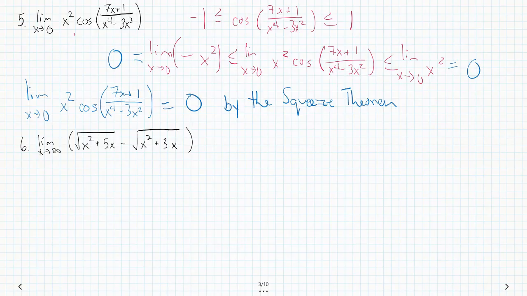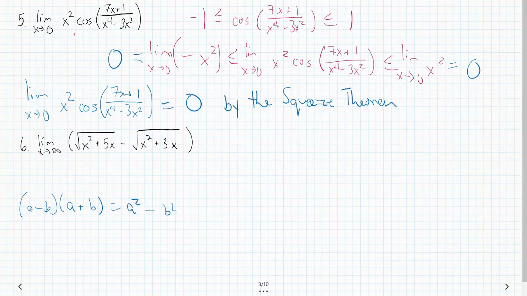So in terms of our next one, we have the limit as x goes to infinity of the square root of x squared plus 5x minus the square root of x squared plus 3x. If you plug in infinity, you get infinity minus infinity, which is an indeterminate form once again. So we got to do some work. So the only work we really can do is think about it. If you have an a minus b, we want to get rid of these square roots. So you got to go times a plus b, which equals a squared minus b squared. That's kind of the idea that we're going to use here.